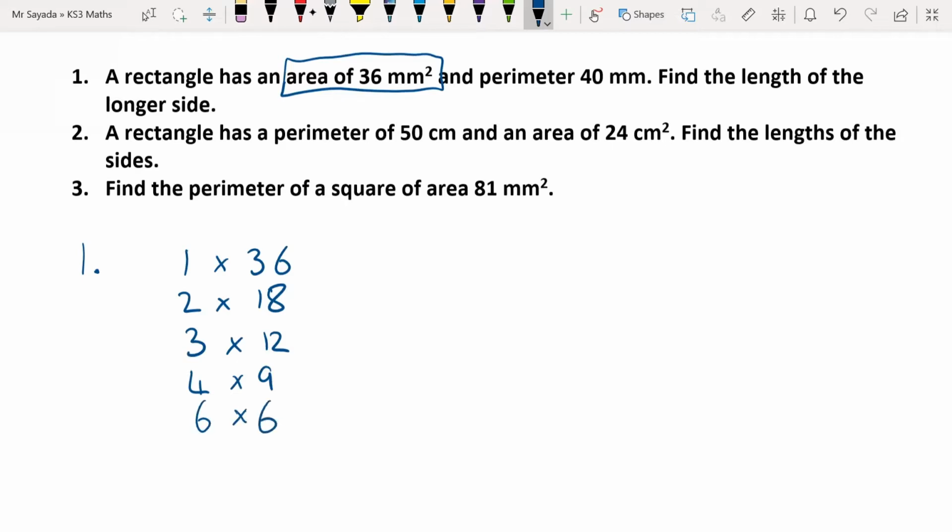So I'm going to write that because a 6 by 6 wouldn't be a rectangle, it would be a square, but actually a square is a type of rectangle. A square is a type of rectangle, so I'm going to include that as well. So those are all my possibilities. Now what do I do? Say your answer to the video.